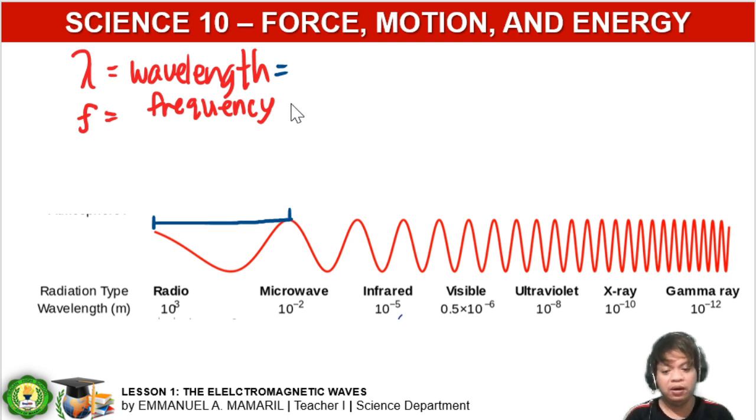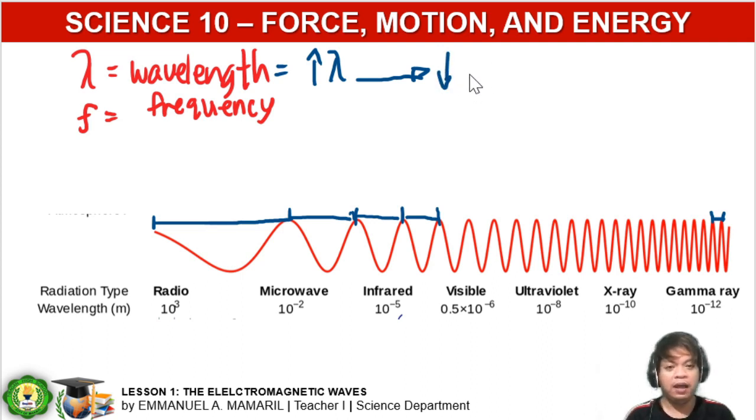So the wavelength here, on the left side, is still high. But as you go to the right side of the electromagnetic spectrum, ang nangyayari po sa wavelength, paikli ng paikli, hanggang sa umabot po tayo dito kay gamma ray. So, longer wavelength sa left side ng electromagnetic spectrum, but as you go to the right, the wavelength becomes shorter. So, umiikli ng umiikli yung wavelength.